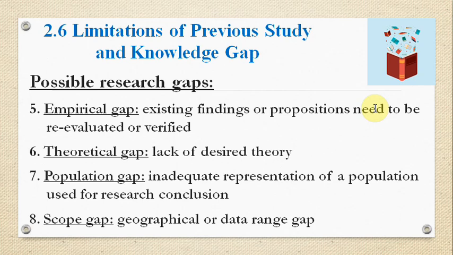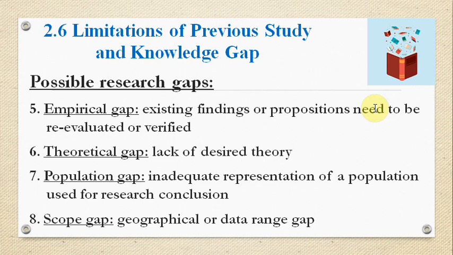All right, so you can also look at theoretical gap, where the desired theory doesn't exist. So based on your review, you can come up with a new theory. You can look at population gap, where somebody did a particular research on women's involvement in the labor force, but used a small population, small sample size, or did not include all the necessary population, and that becomes the gap you identify, and your own research is filling up that gap.